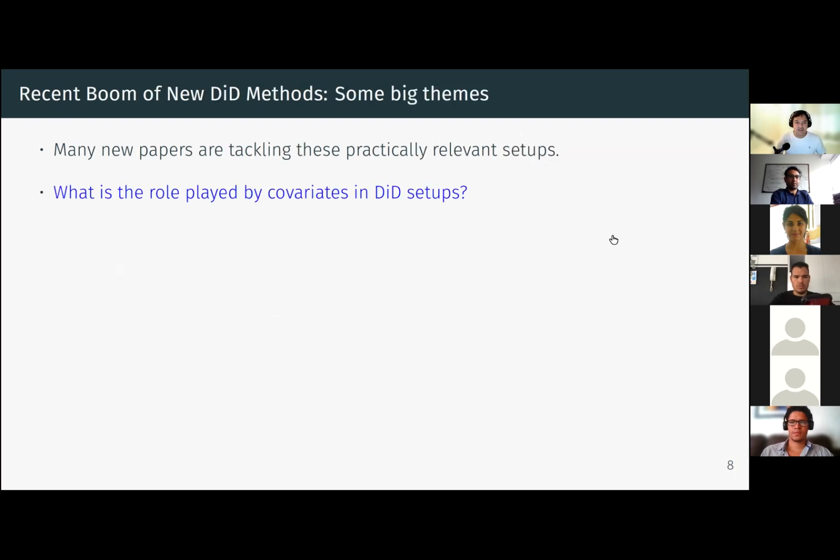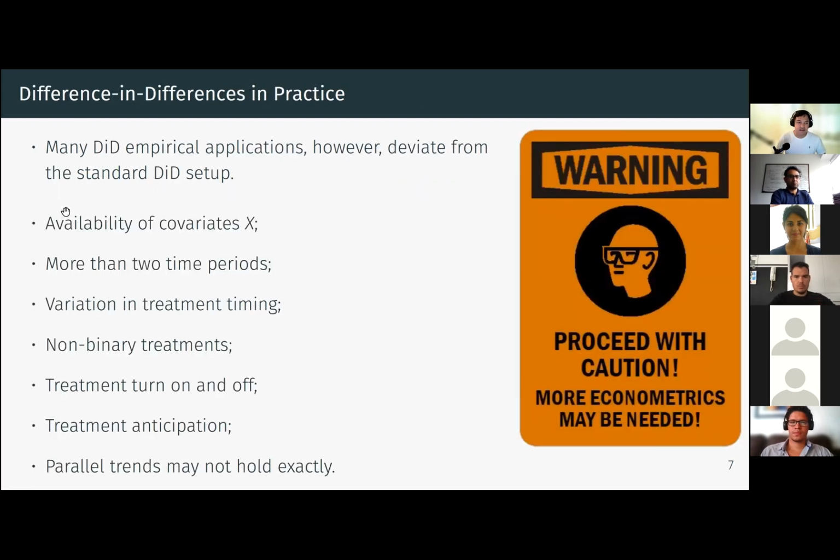The way I see it, once I have this plethora of deviations from the 2x2 setup, this is where econometrics starts catching up with empirical practice. This is a literature that is driven by practitioners. Empirical researchers have problems. You don't have a solution, so you do the best you can given the tools that you have. And that's totally fair.